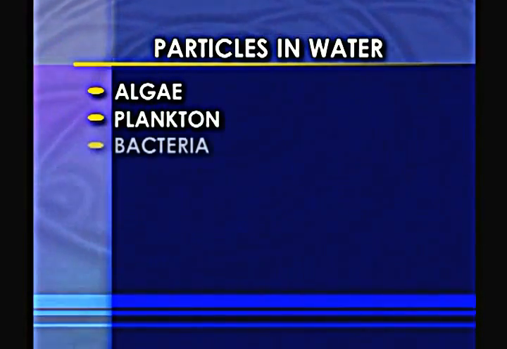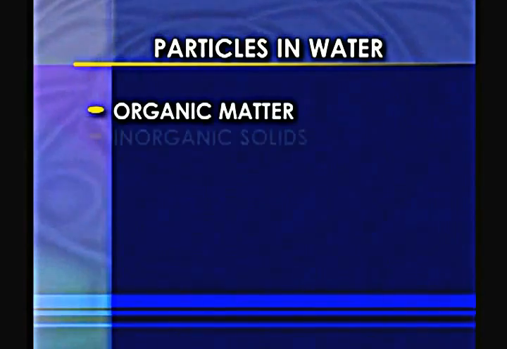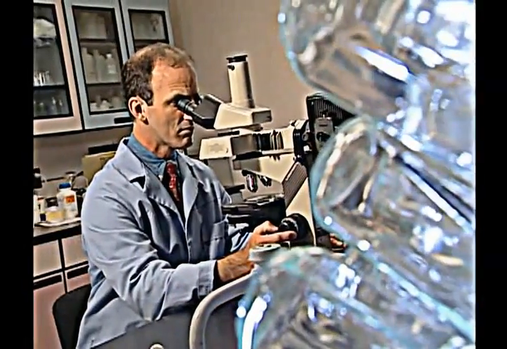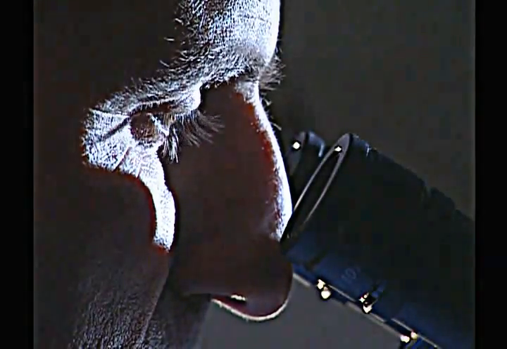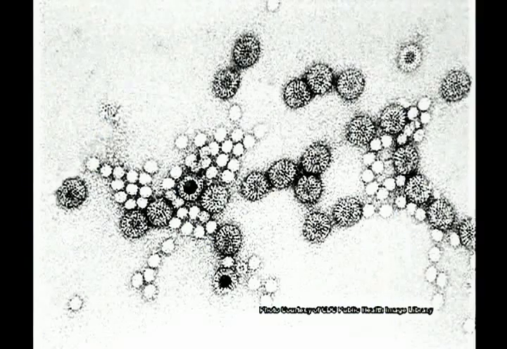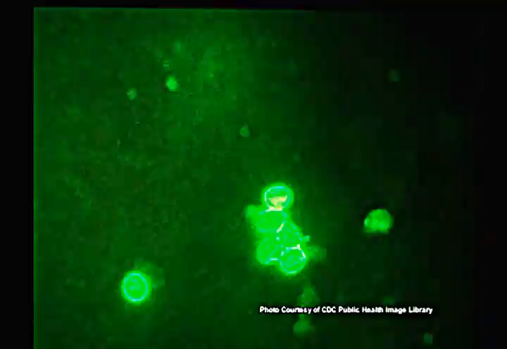These particles may be a combination of algae, plankton, bacteria, viruses, protozoans, organic matter, and inorganic solids such as silts and fine sand. These small particles can cause aesthetic problems such as color, taste, and odors. They can also harbor harmful bacteria, viruses, and protozoa such as Giardia and Cryptosporidium.